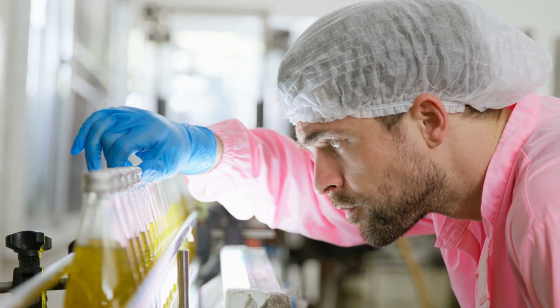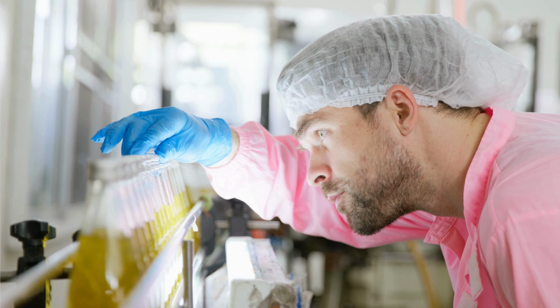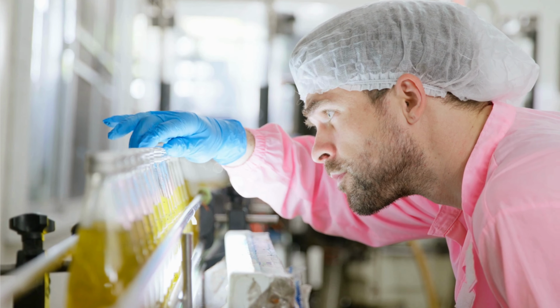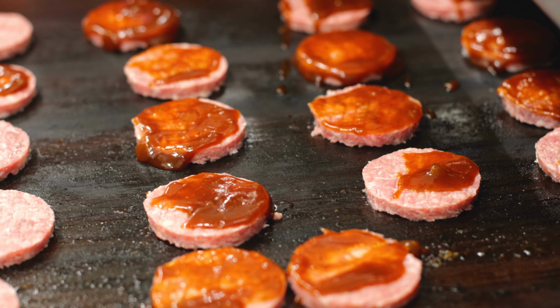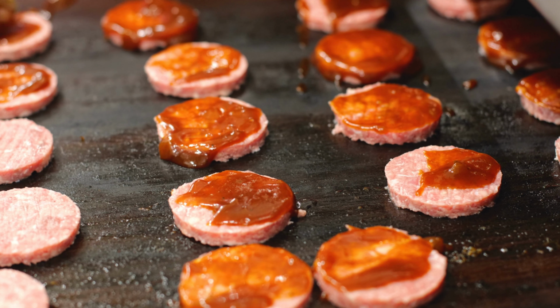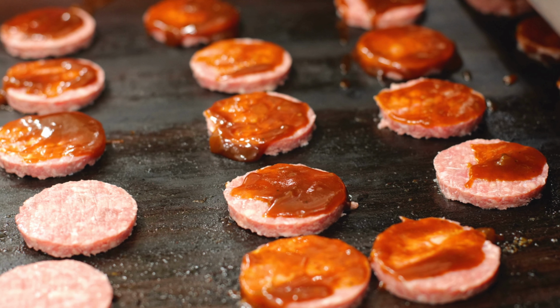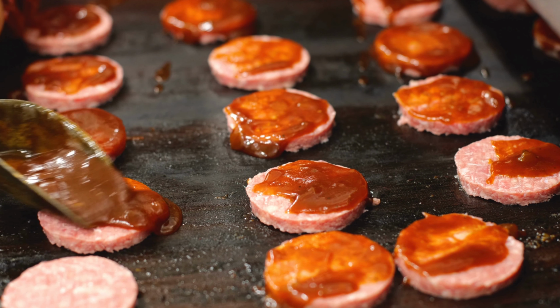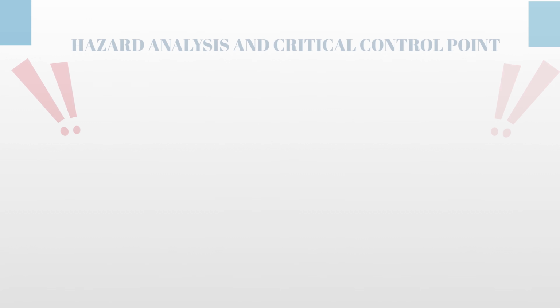We monitor every batch. Our trained staff check the temperature every 15 to 20 minutes and record the results. If our equipment fails to maintain the required temperature, we take corrective action. We discard the affected batch immediately. No exceptions. This is how we apply hazard analysis and critical control points to our cooking step.